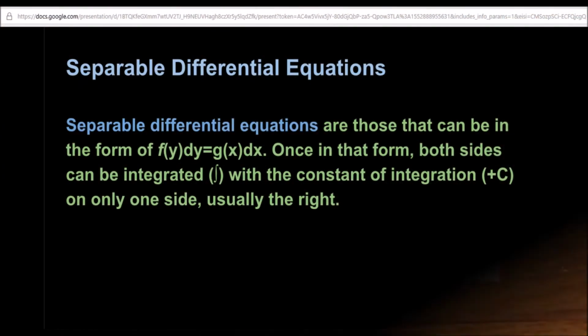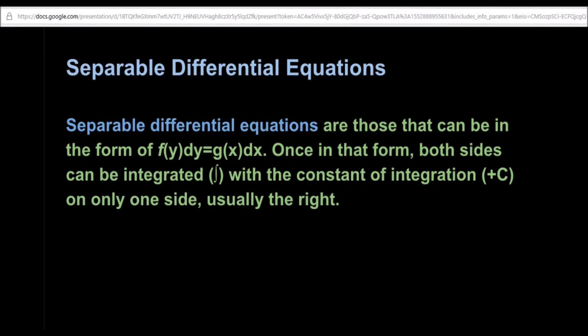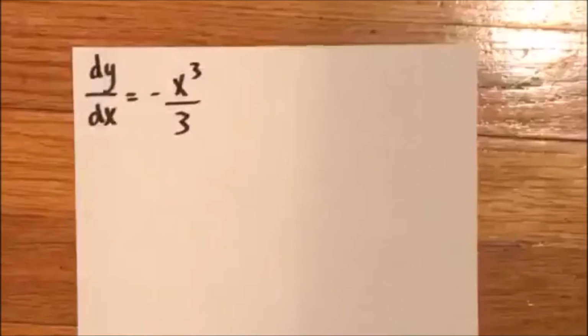In Calculus AB, the only type of differential equations studied are called separable. Separable differential equations are those that can be put in the form of f of y dy equals g of x dx. Once in that form, both sides can be integrated with the constant of integration, written as plus c, on only one side, usually the right.